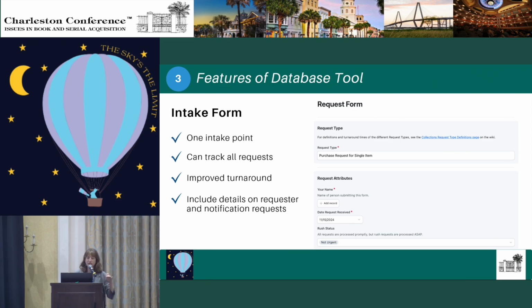Things like that. It also improved that when acquisitions was receiving the information, they knew it had been verified by the selectors. It had already been approved for purchase. And it also included all the necessary bibliographic information. So they weren't trying to ask, did you want this in ebook? Did you want this in print? Is it okay? Do you have a strong preference? How quickly do you need it? Things like that.